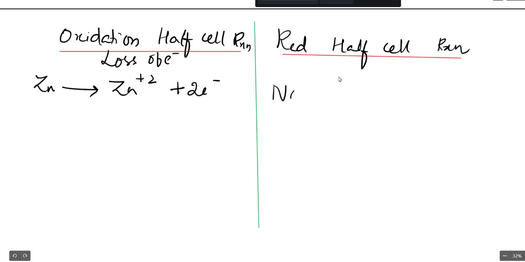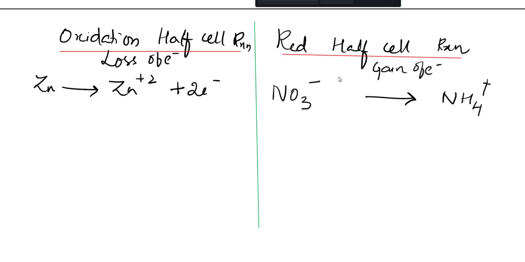NO3 minus gives me NH4 plus. Now let us write. We very well know reduction means gain of electrons, so on the LHS you will be writing the electrons. How many electrons here? Basically, just see here. Here, how many protons are there? Here it is nothing but NH4 plus, 4.